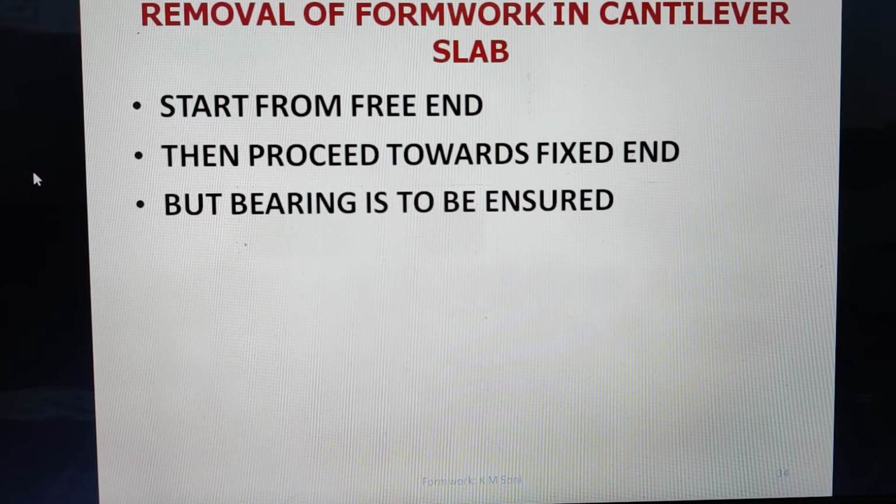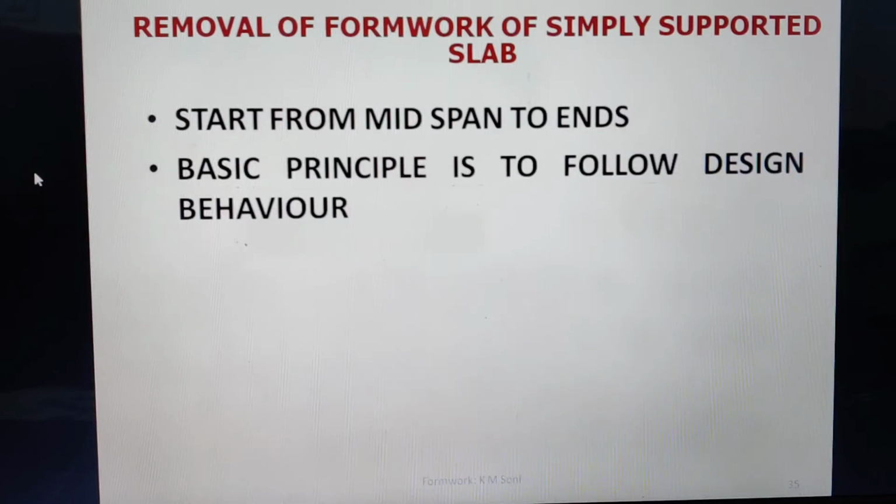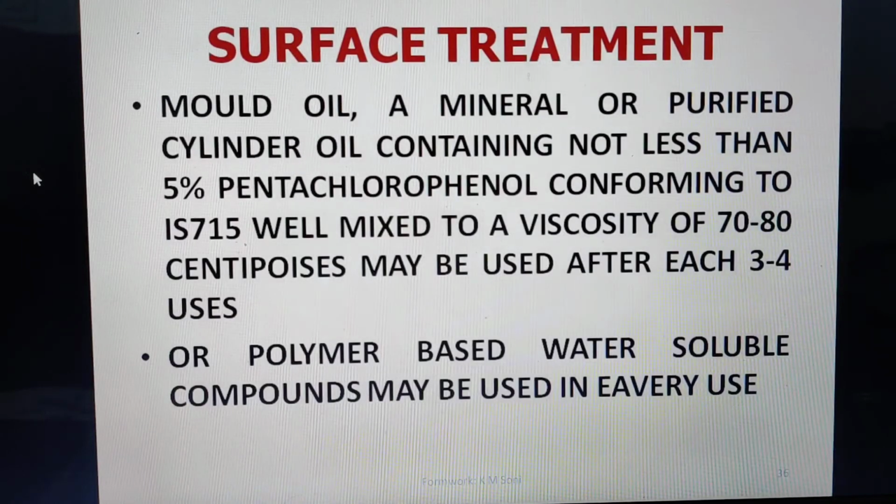In case of cantilever slab, we should start stripping from the free end. That is important, and then proceed towards the fixed end after ensuring the bearing. So that is important according to the design of cantilever slab. And removal of formwork of simply supported slab, we should start from mid-span to ends. So the basic principle is that we should follow the design behavior.